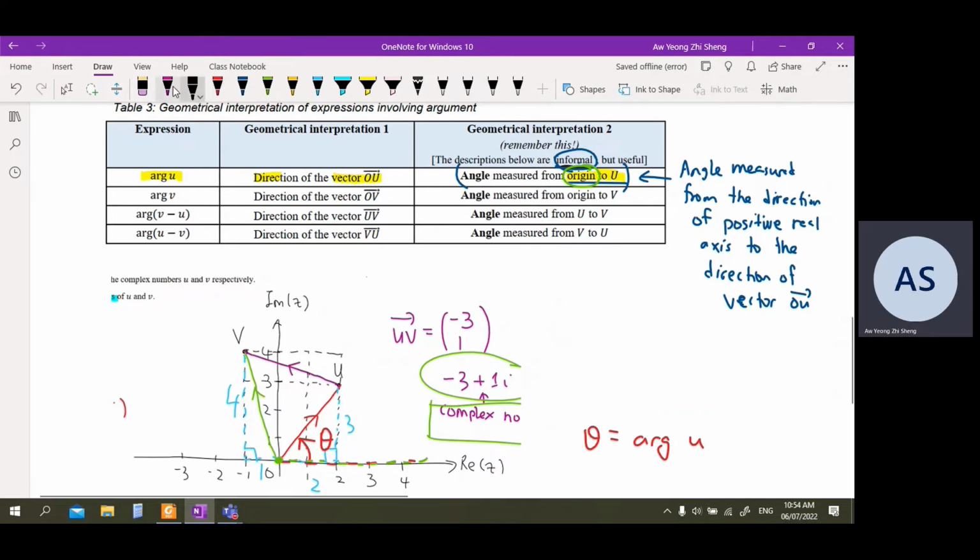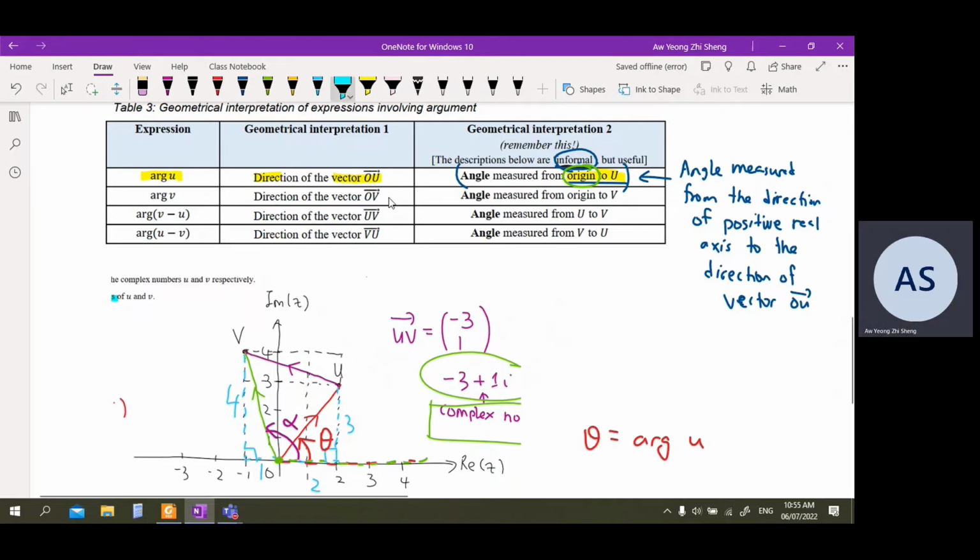Similarly, argument of v in the diagram is this purple color angle alpha here, where I start from the positive real axis and measure the angle towards the slanted direction OV. Why am I using the vector OV? It is because OV is the vector representation of the complex number v. So informally, I call this angle alpha an angle measured from origin to v, because it is from the origin that I draw a horizontal line towards the right, from which I measure the angle.